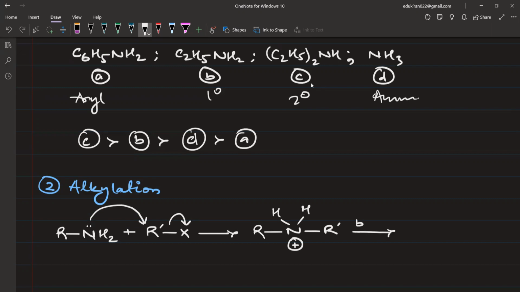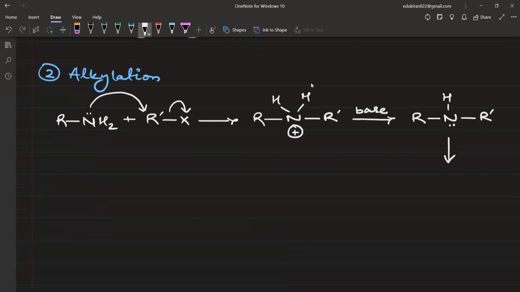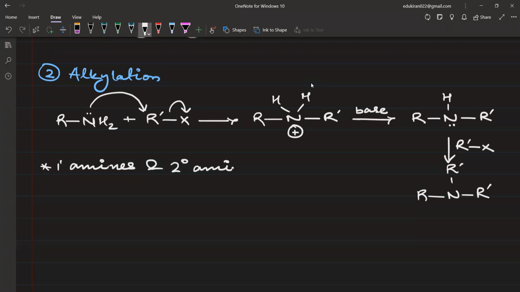Now, once you react this with base, you will get R, this nitrogen, this R dash as it is. The base is going to abstract the hydrogen. The hydrogen is going to give its electrons to nitrogen. And there will be only 1 hydrogen, and the lone pair of electrons will be there as it is. Okay. Now, the same thing can happen once again. You can again react this with R dash X, and you will get 1 more R dash. You're going to get tertiary amines. So please write 1 degree amines and 2 degree amines react with alkyl halide to form tertiary amine.